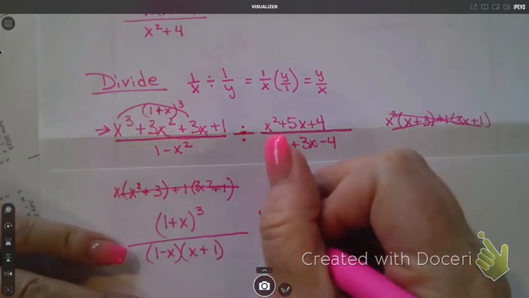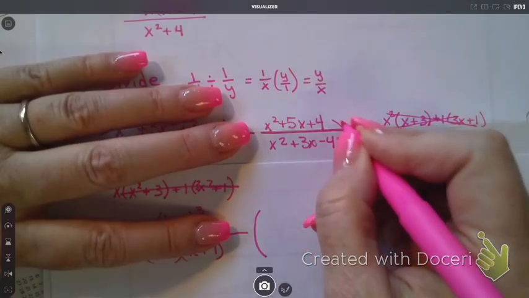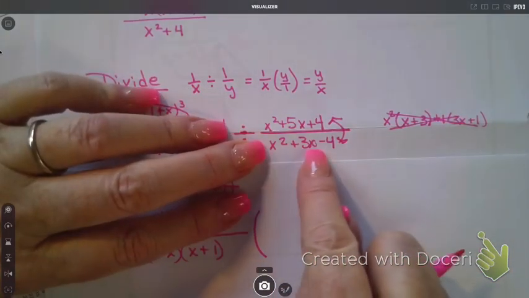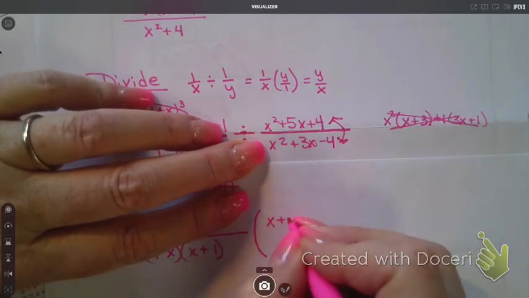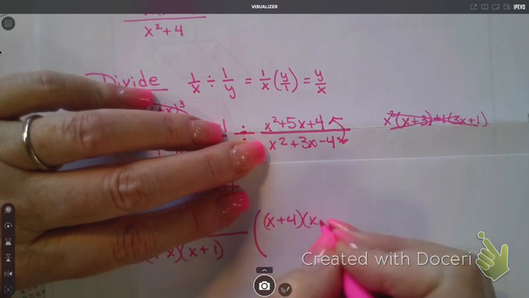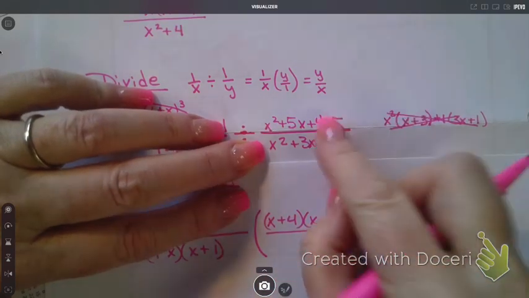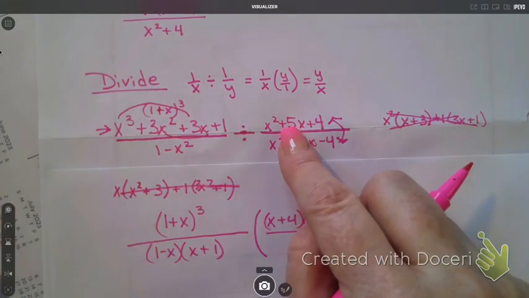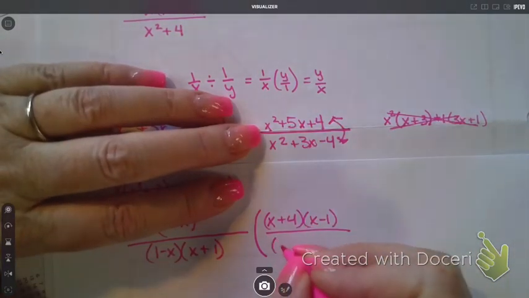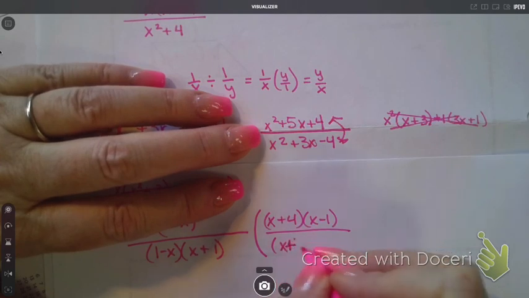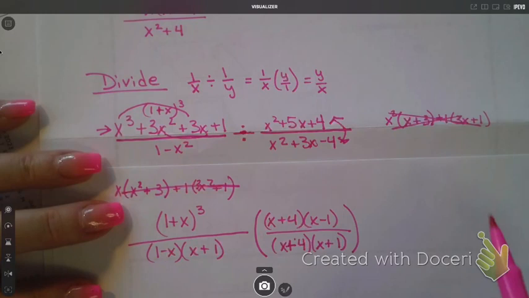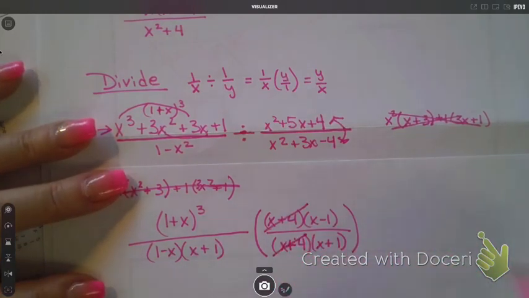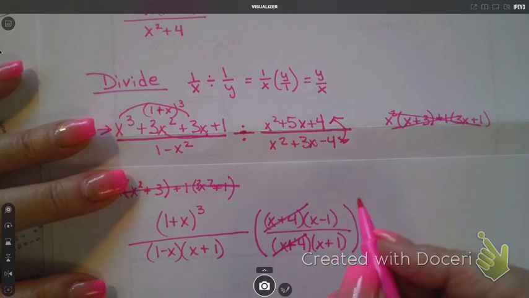And in order to change it to multiplication, I'm going to reciprocate. So I'm going to factor the bottom first. Factors of 4 that have a difference of 3. So x plus 4 and x minus 1. Okay. Factors of 4 that add to 5. 4 and 1. So x plus 4, x plus 1, and x plus 5. So now, oh, plus 1, yes. So do I do anything different now with this? Nope. Okay, 4 and 4. Negative 1 and 1. Nope.